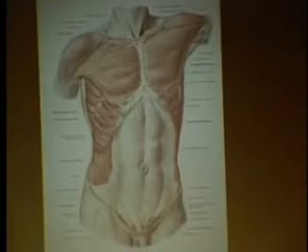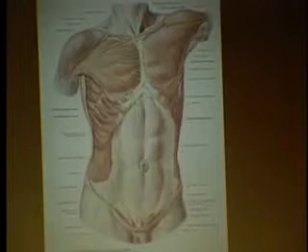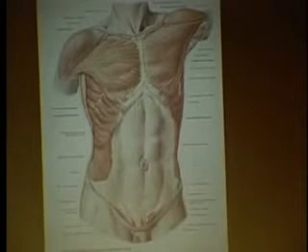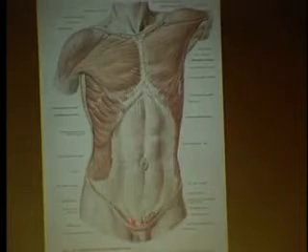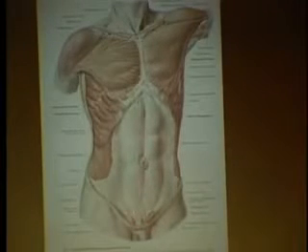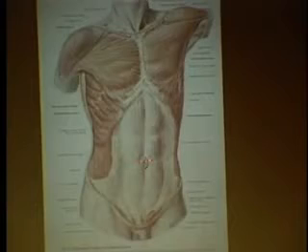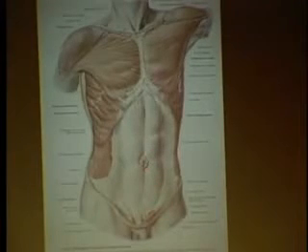Which is not correct about the rectus abdominis? Does it originate on the pubic bone and the symphysis? Yes. Does it flex the vertebral column? Yes. Is it surrounded by 3 layers of aponeuroses, both superior and inferior to the umbilicus?